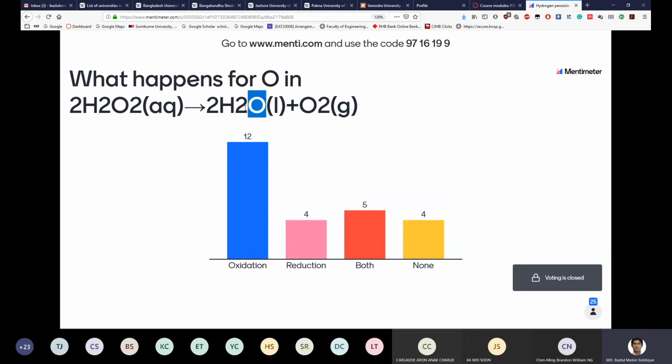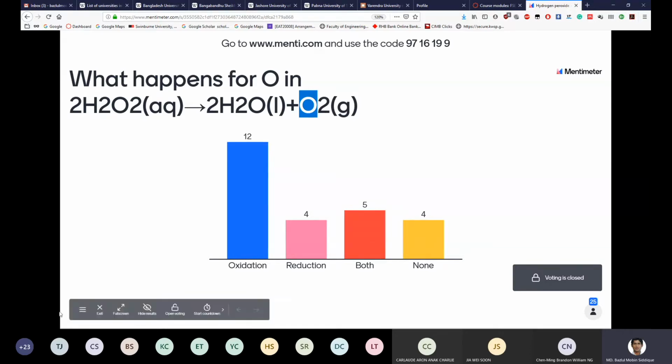That means reduction is happening, it is gaining electrons, because going from -1 to -2 it has to gain an electron. And when it becomes 0, the oxygen oxidation state is 0, that means it is losing 1 electron and oxidation is happening. So sometimes both scenarios can happen together.